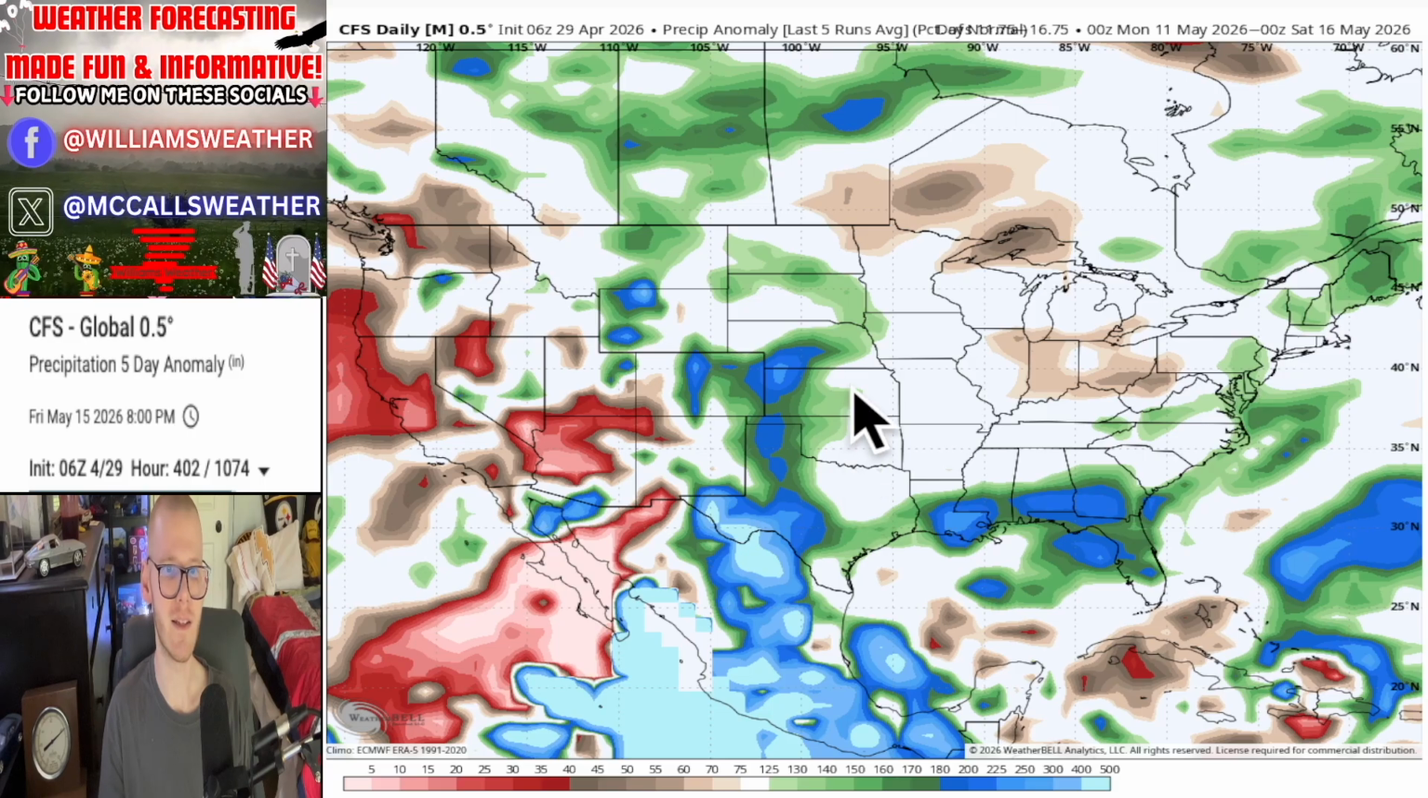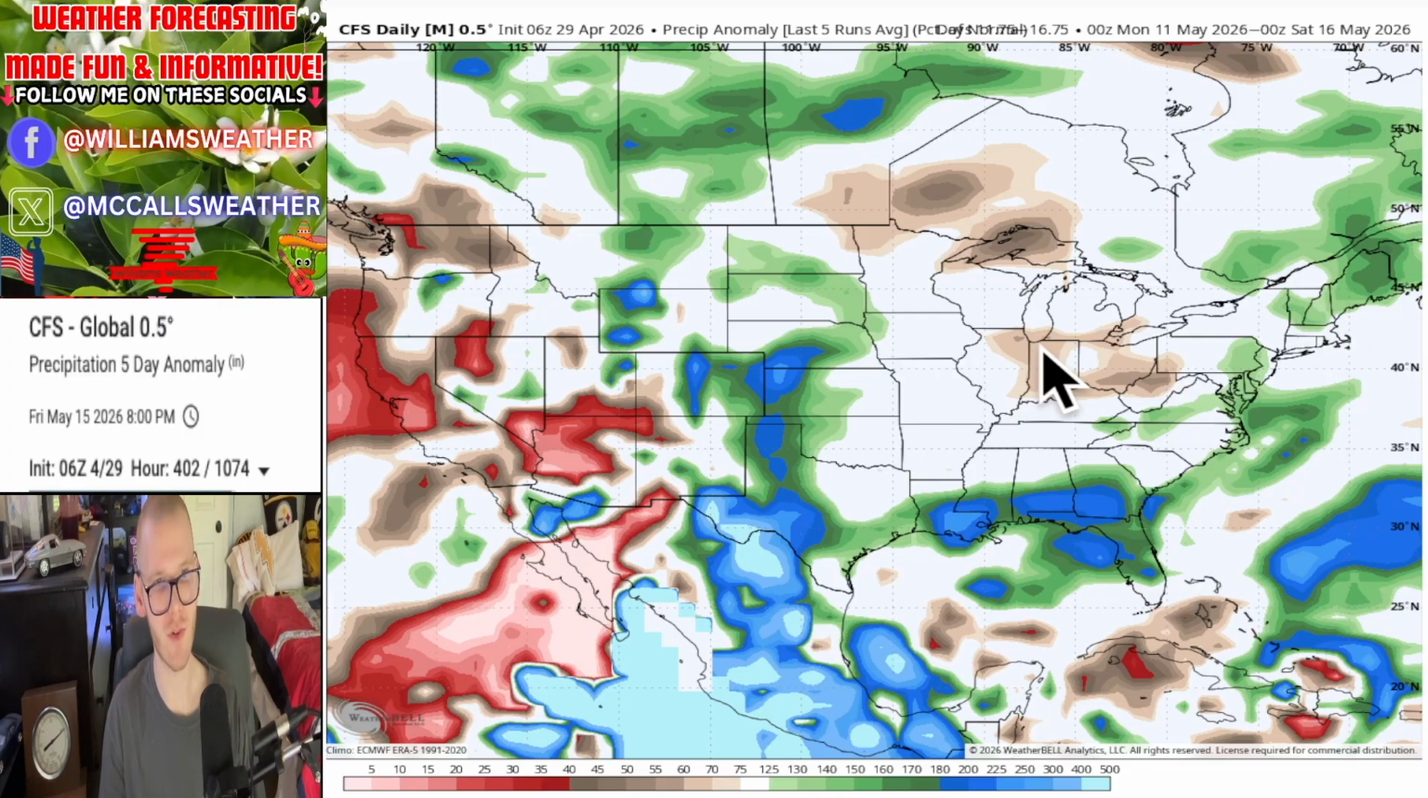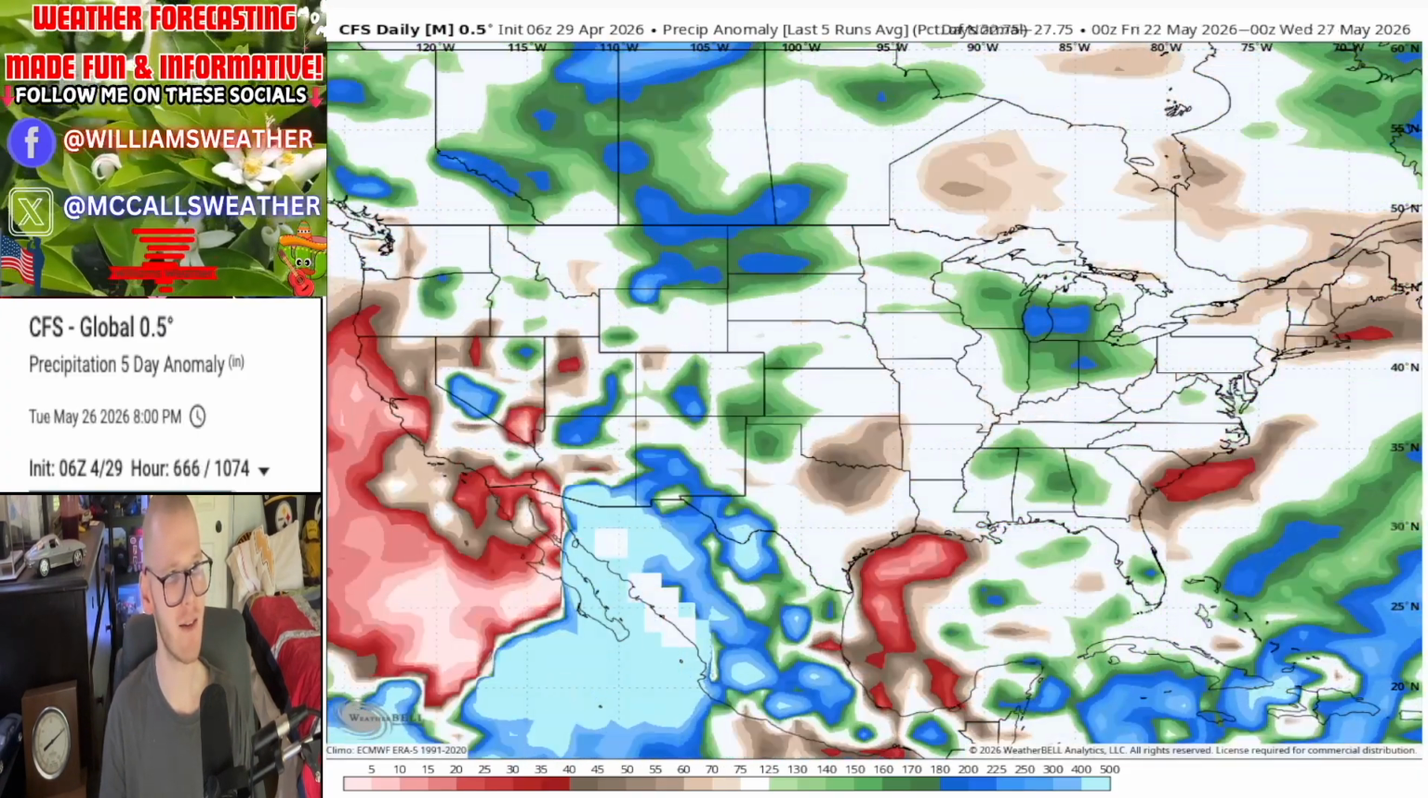Down here in the Central and Southern Plains, above average. Southwest is going to be pretty dry, as well as much of the West Coast. Looks like some of the Rockies is going to be above average, as well as up here in the Northeast. Ohio Valley is going to be drying out as well. Head off into the end of the month.